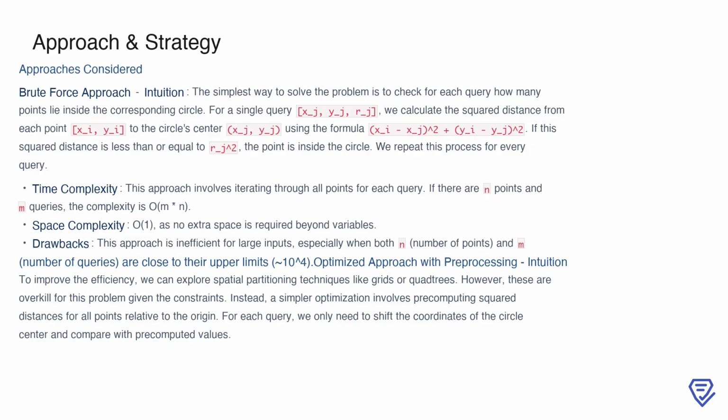However, this approach requires iterating through all points for every query. This means that if there are n points and m queries, the time complexity becomes O(m * n). On the other hand, the space complexity is O(1), as we do not require any additional storage beyond the basic variables. The main drawback of this approach is its inefficiency for large datasets, especially as both n and m approach their upper limits of around 10,000.